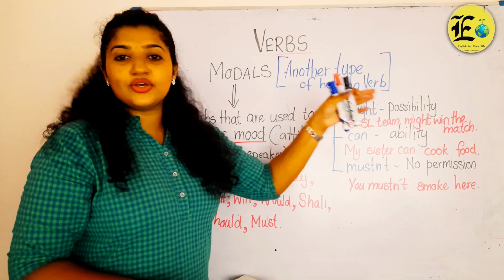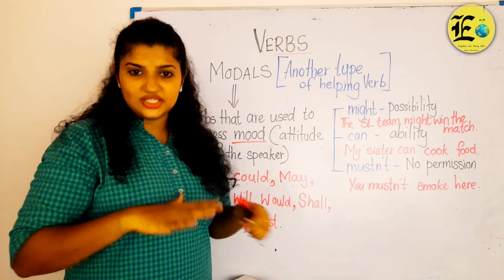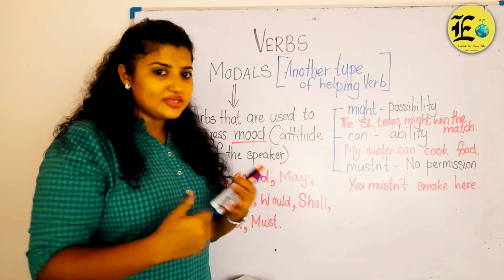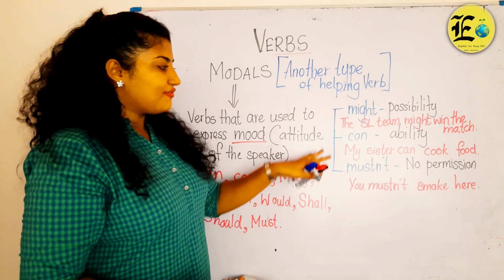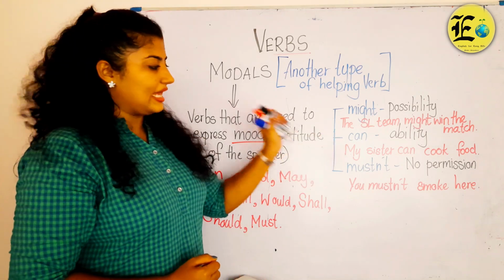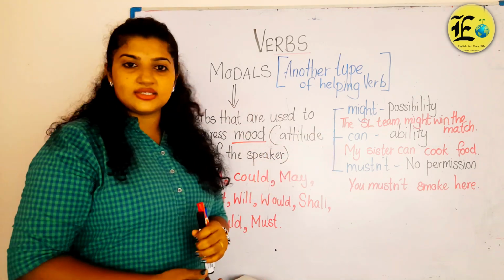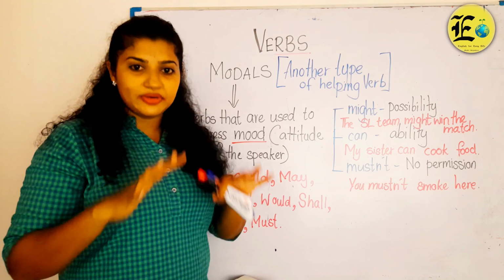My sister can cook food, so we're quite sure that this person possesses the ability. Therefore, we have used the modal verb can. The next one is mustn't, which means there's no permission.